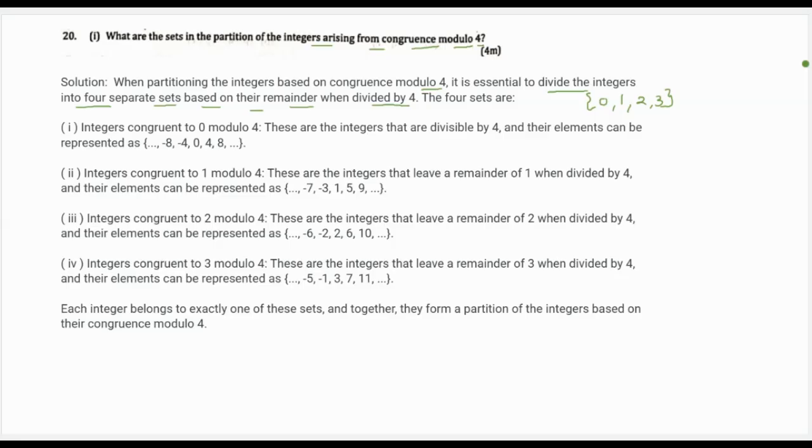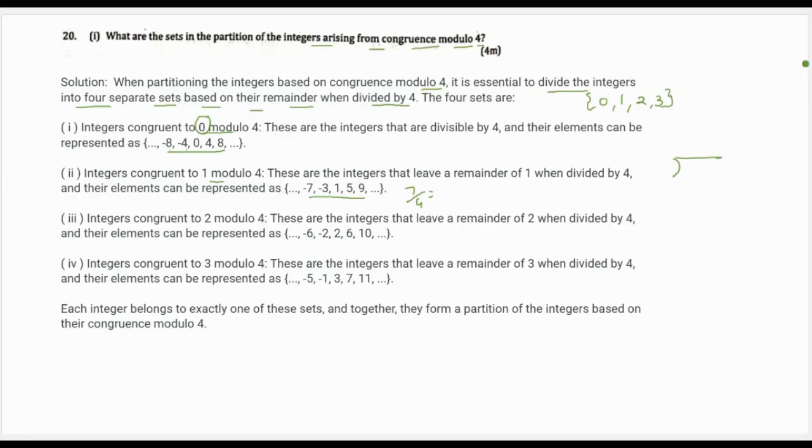So with residue 4, we get 4 cases. When divided by 4, the remainder is 0: 4 by 4, 8 by 4 all give remainder 0. Then congruence 1 modulo 4 means the numbers which, when divided by 4, give the remainder 1.